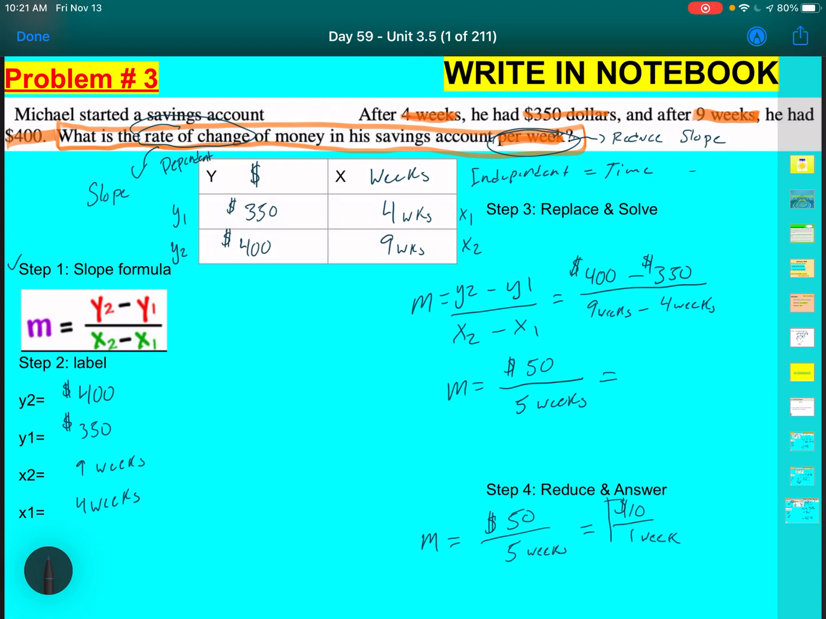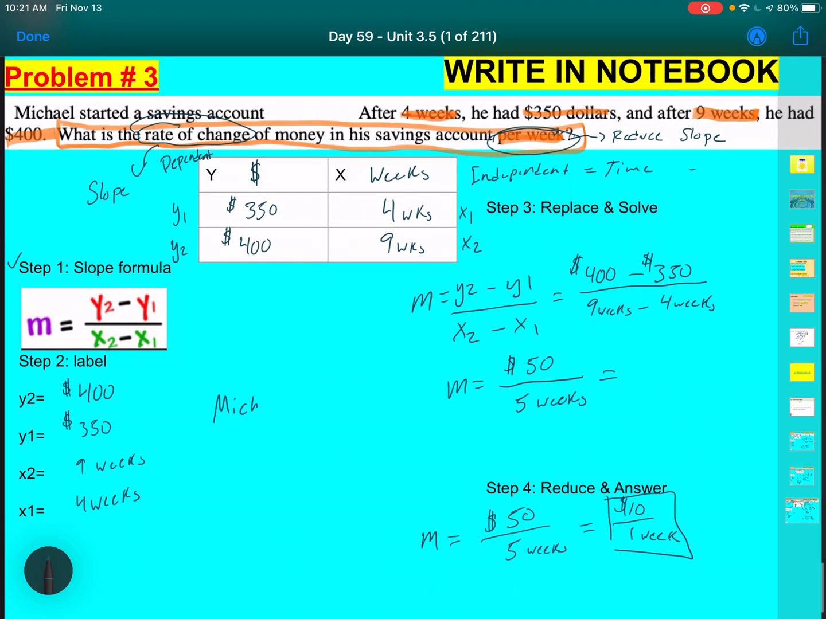And notice here in this situation, I'm leaving that as it is, because this is telling me that Michael earns $10 per week.